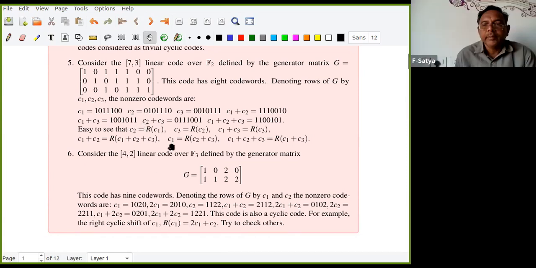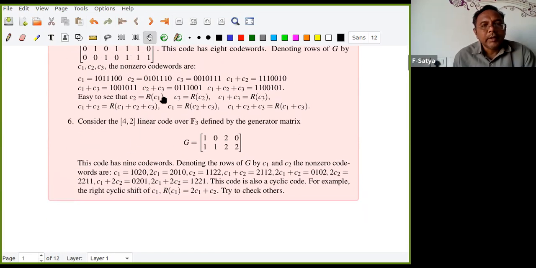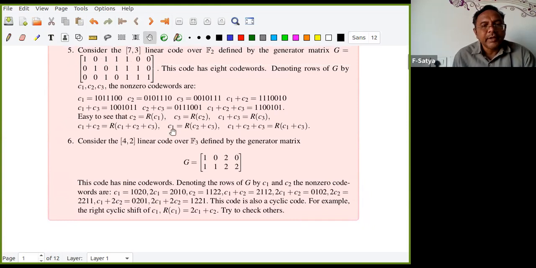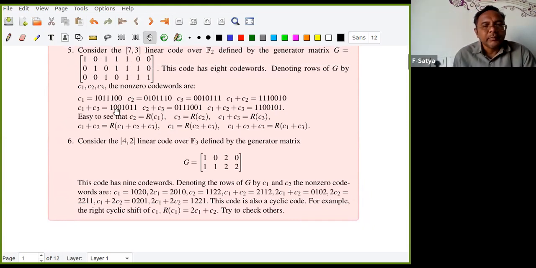Good, simple. Now one more example. I request you to check even after the class is over. What I'm telling is that you add all of them. Now if you shift, then it is going to be one of them. C2 equal to R of C1. Shifting C1 gives C2, and shifting C2 plus C3 gives C1. Like that, everything is a shift of another one.